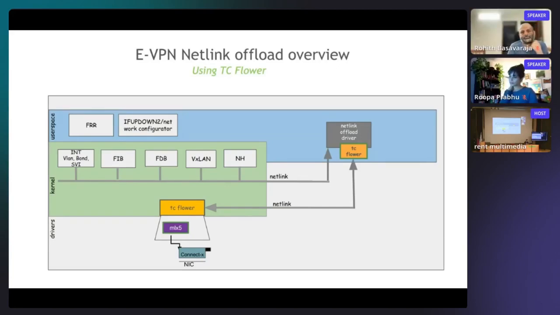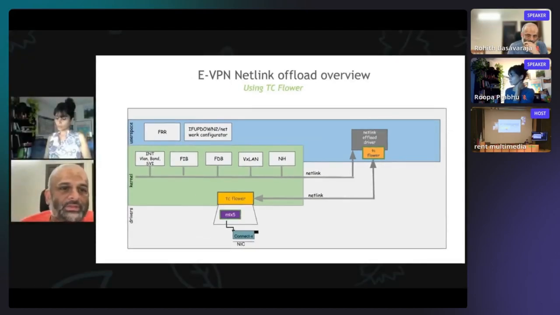And for each of these network state types, we have a separate Netlink channel open from the Netlink offload driver, which consumes this state. After consuming this state, the Netlink offload driver translates it into TC flower rules and programs them into the kernel, again through the Netlink channel. Once these rules are programmed in the kernel, the mlx driver translates them into the appropriate flow tables in the ConnectX. Afterwards, all the packet steering happens according to how the flow tables are programmed in the ConnectX.